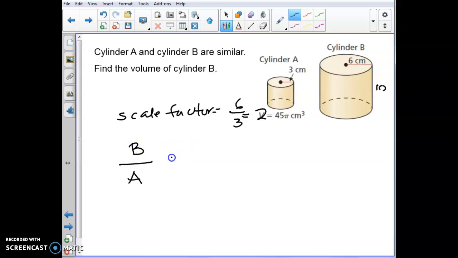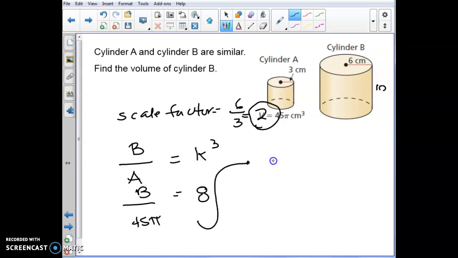So B over A is equal to, according to the formula we read earlier, just the cube of the scale factor. What is your scale factor? 2. So that means this is equal to 2 to the third power, which is 8. We know that the volume of cylinder B is unknown, so let's keep the variable there. But the volume of cylinder A is already given, it's 45 pi.